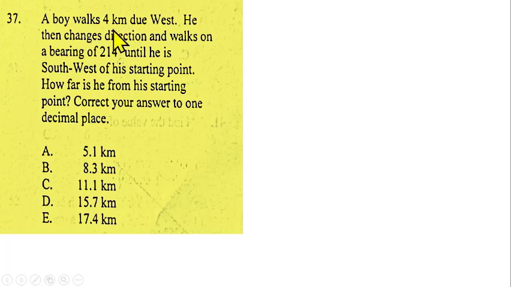A boy walked 4 kilometers due west. So let's draw a cardinal point to represent the boy. So this is the cardinal point representing the boy. This is where the boy is currently. So this B represents the boy. So this is the location of that boy presently. We are told that he walked due west. Where is the west? He walked like this, 4 kilometers. The west of the boy is this side.